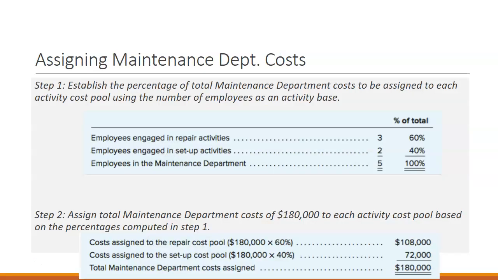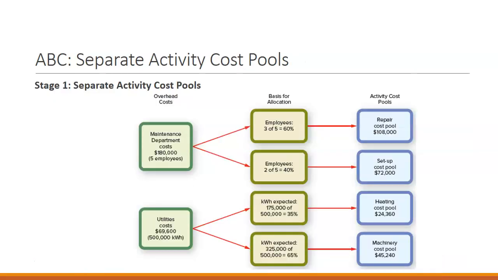Once we have that, then we can decide. So we've already talked about what happens here. We have the 60, 40, and we separate our costs. That's part 1 that happened here.